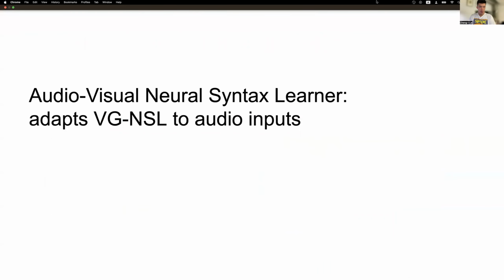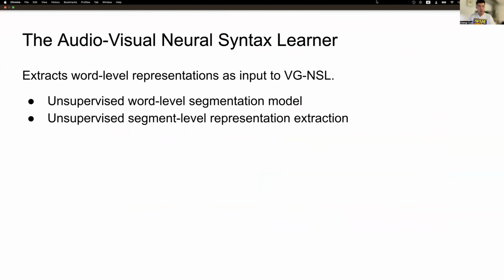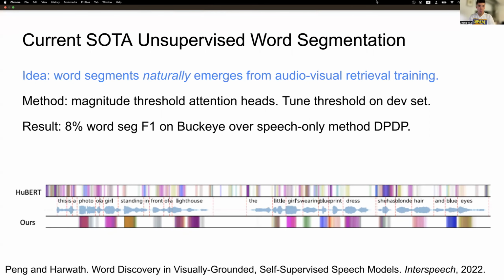So our method, the audiovisual neural syntax learner, essentially adapts VG-NSL to speech inputs. At its core, we want to extract word-level representations from speech and feed those as input to VG-NSL. We're going to break down this problem into two steps. We first extract word-level segmentation. And then based on those segmentations, we want to extract segment-level representations. And we want to do these two steps without supervision.